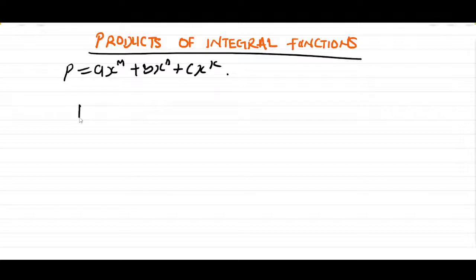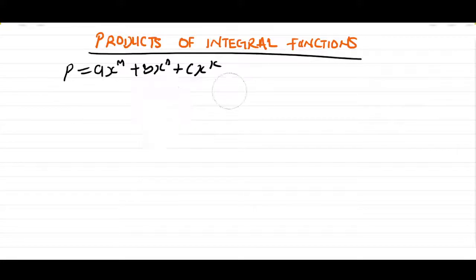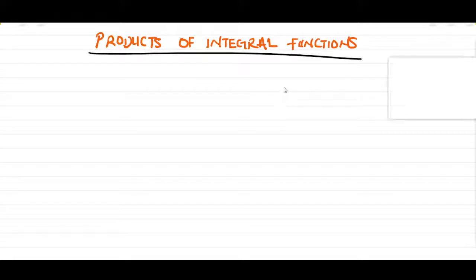Let's say a sub n x to the n plus a sub n minus 1 x to the n minus 1, and then we'll continue, plus a sub 2 x squared plus a sub 1 x plus a sub 0. So these are examples we gave in the previous video. If you haven't watched that, you should check it out. That was an introduction. Here we're going to multiply two integral functions. We'll start with a simple case.